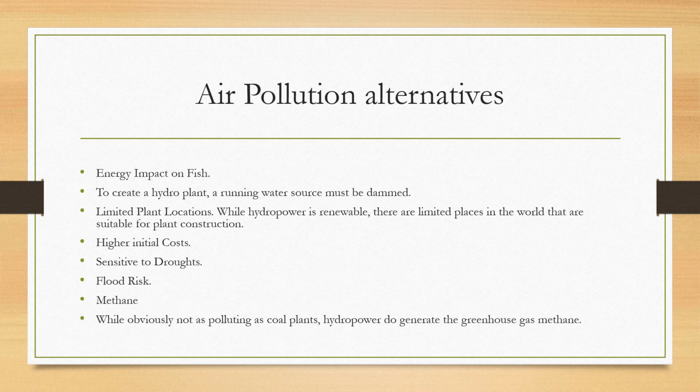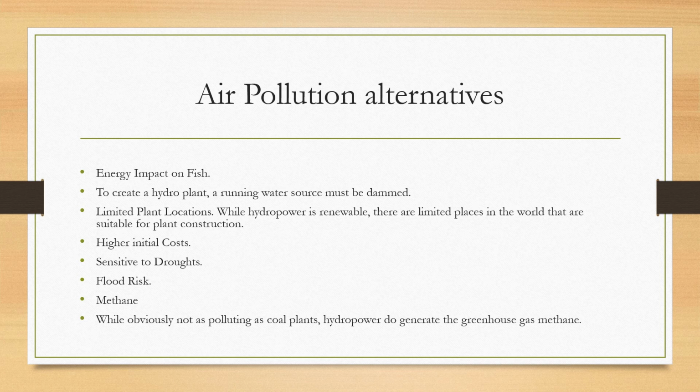Alternative 3. Hydropower. There are 7 reasons why people don't use hydropower. Reason 1. Energy impact on fish. Reason 2. To create a plant, a running water source must be dammed. Reason 3. Limited plant location. While hydropower is renewable, there are limited places in the world that are suitable for plant construction.